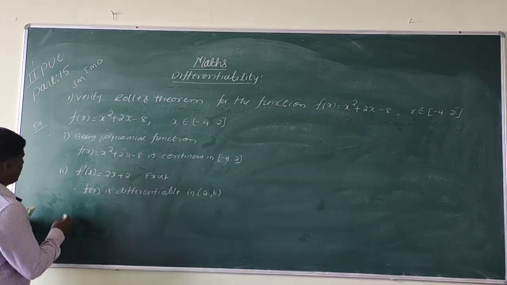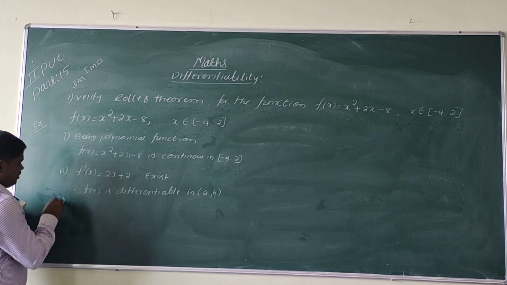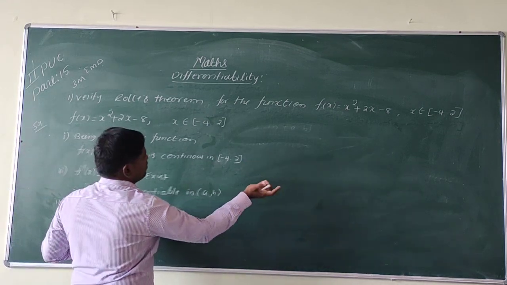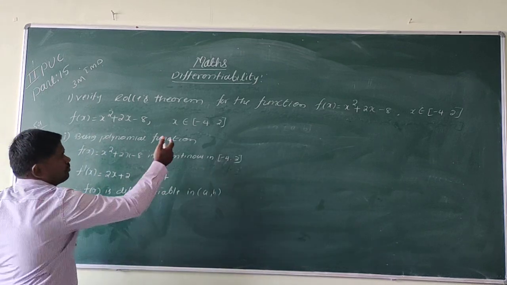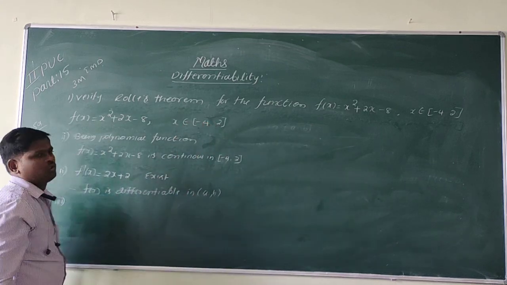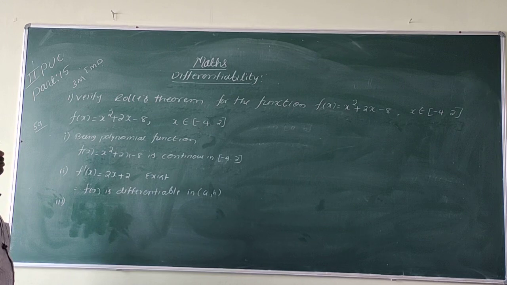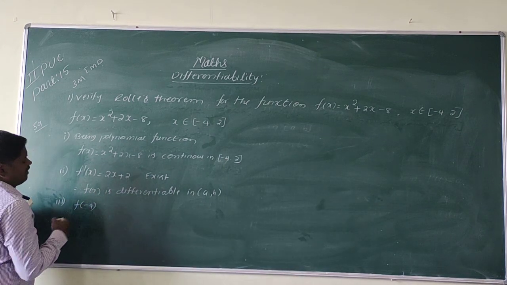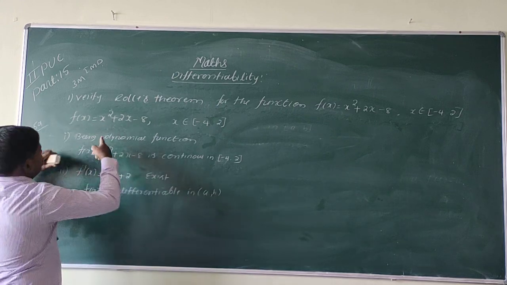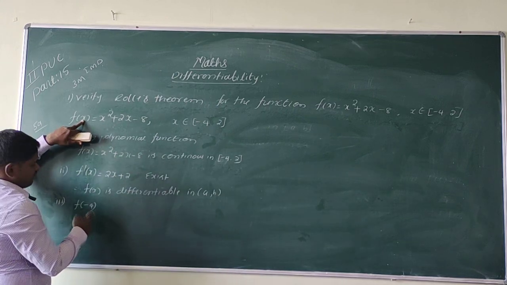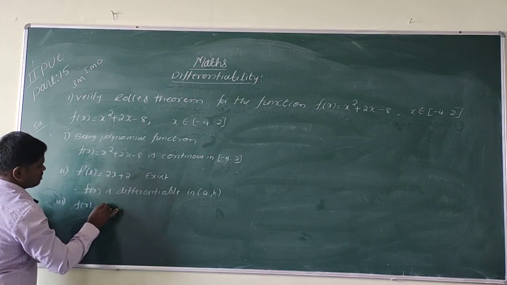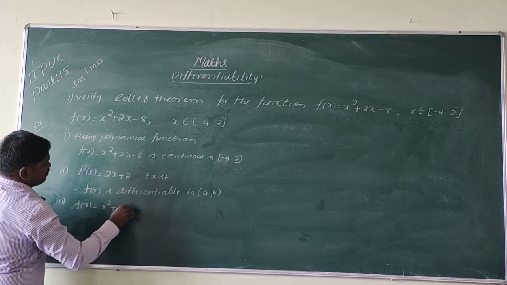So the third condition: whether f(a) is equal to f(b). Here a is equal to -4 and b is equal to 2. So whether f(a) is equal to f(b), we are going to verify that. So f(a), that is f(-4). Just substitute -4 here. Don't get confused. Take f(x) is equal to x square plus 2x minus 8.